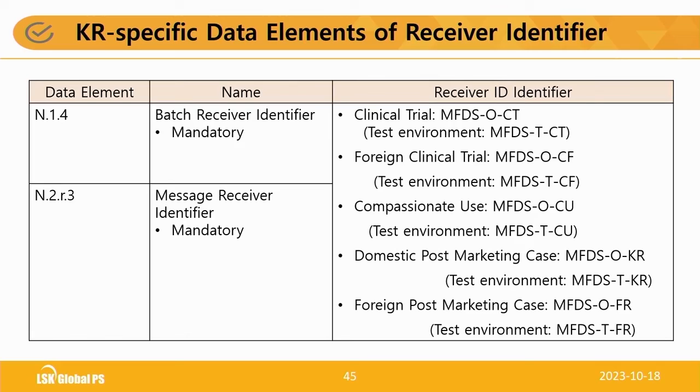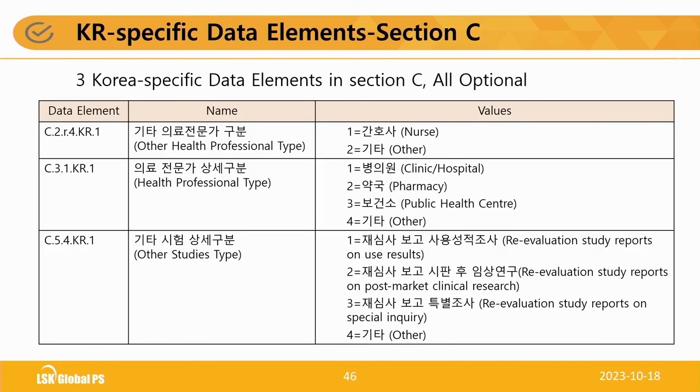So the receiver identifier, the reporter identifier. In Korea, the clinical trial receiver ID and foreign clinical trial receiver ID identifier are provided. And on the horizontal axis, we have the test environment identifier. And if you have to send such batch information, you can check the identifier for MFDS here.